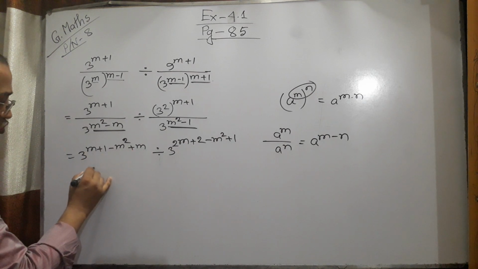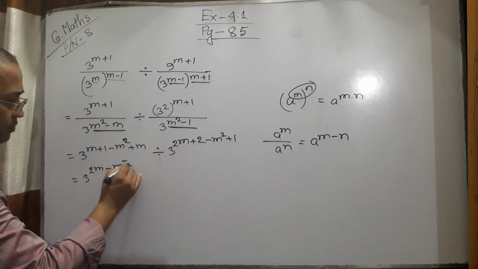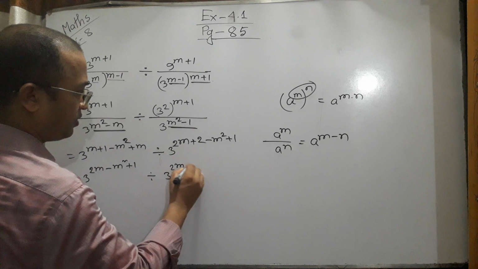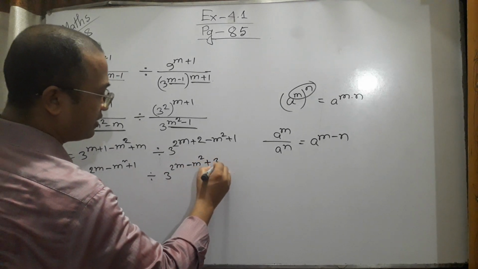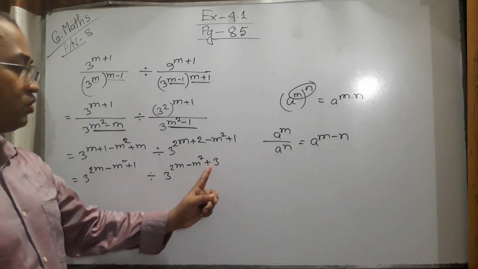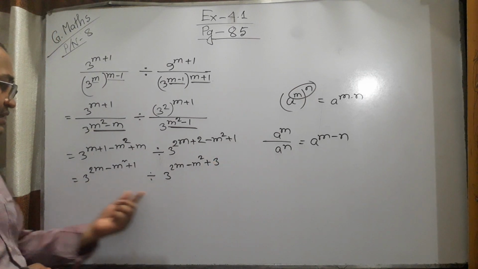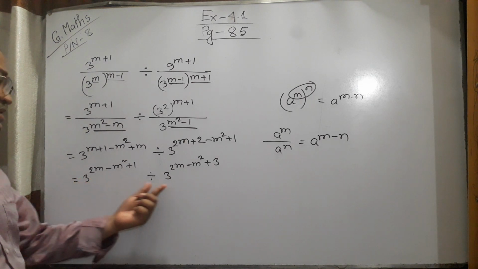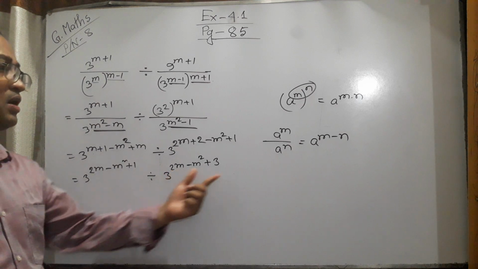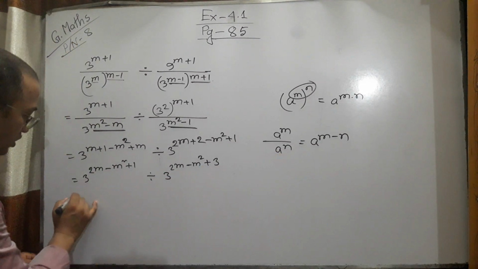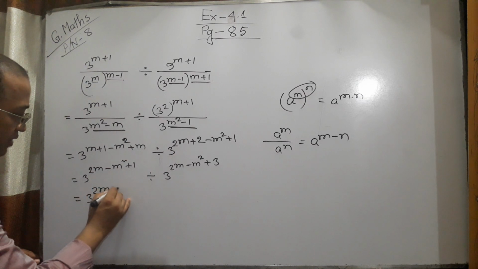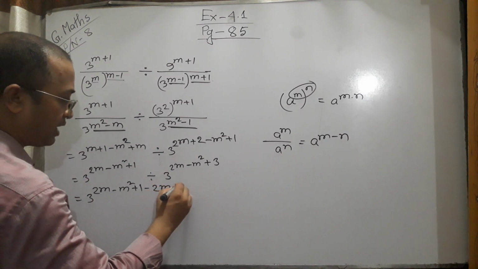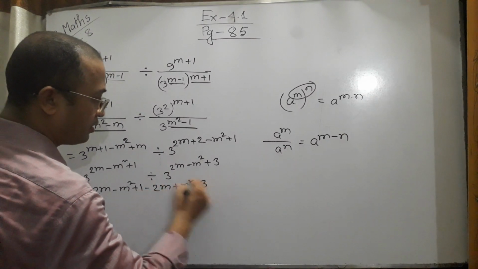3m plus m, 2m minus m square plus 1 divided by 3 to the power 2m minus m square plus 3. 2 plus 1 will be 3. Now again look, the bases are equal for these two exponential expressions. The bases are the same, so we can subtract the powers as this law. It will be 3 to the power 2m minus m square plus 1 minus 2m plus m square minus 3.